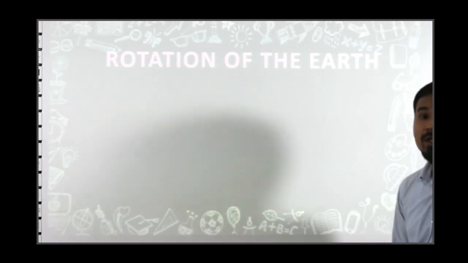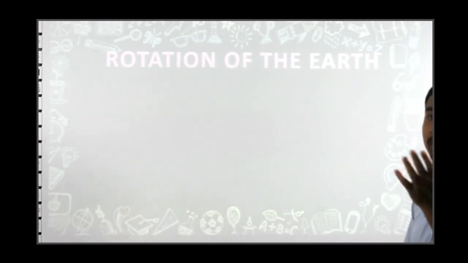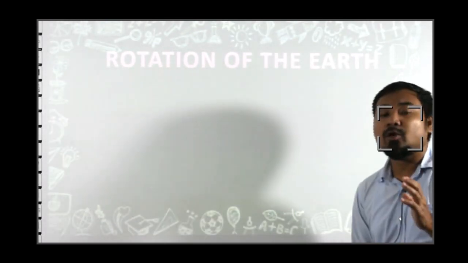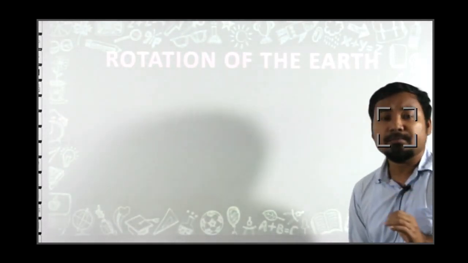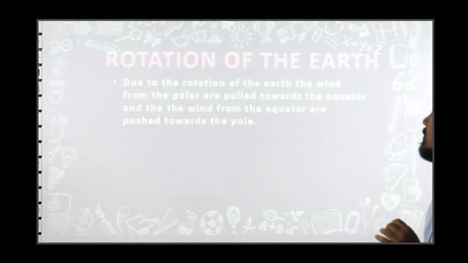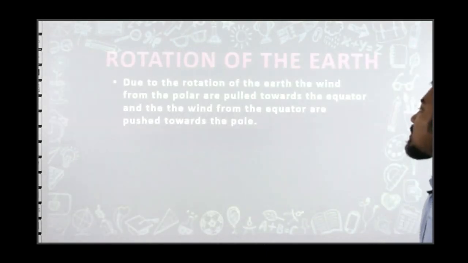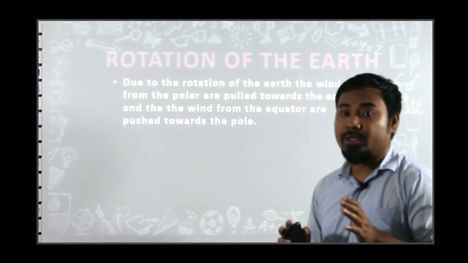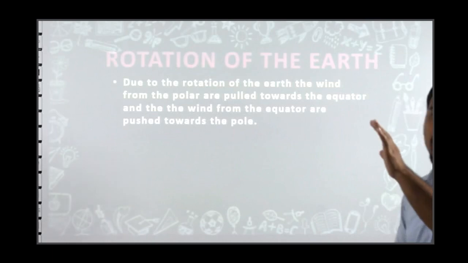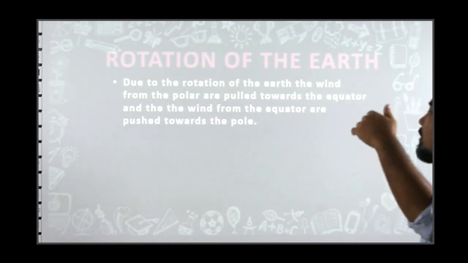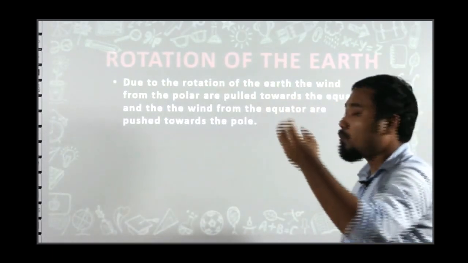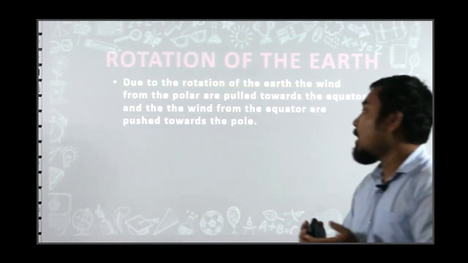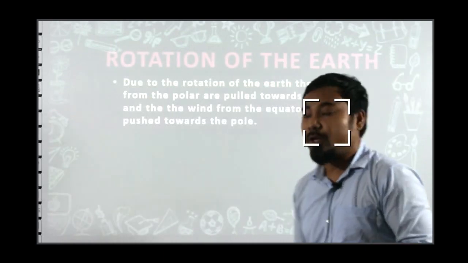Let us come to the rotation of the earth. Our earth revolves around its axis, isn't it? Now, this rotation of the earth also plays a very important role in determining the pressure. Here it says, due to the rotation of the earth, the wind from the polar regions, we have two polar regions, the North Pole and the South Pole, are pulled towards the equator, and the wind that is at the equator is pushed away towards the polar regions.